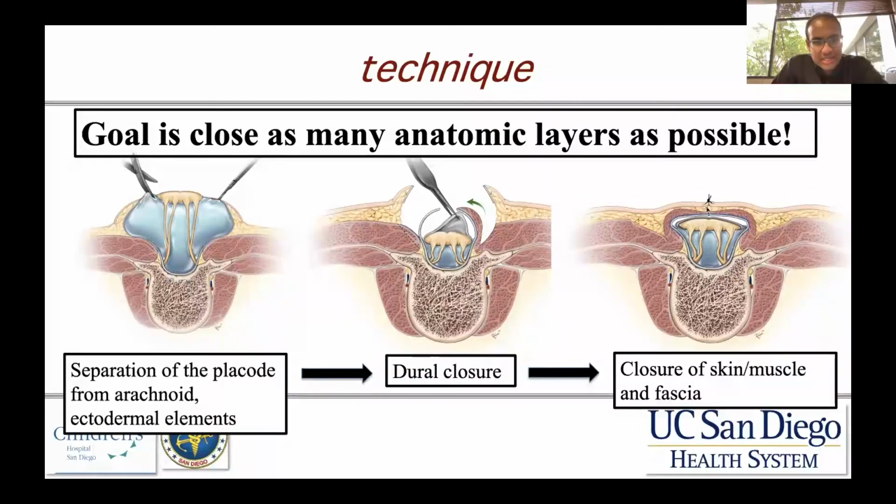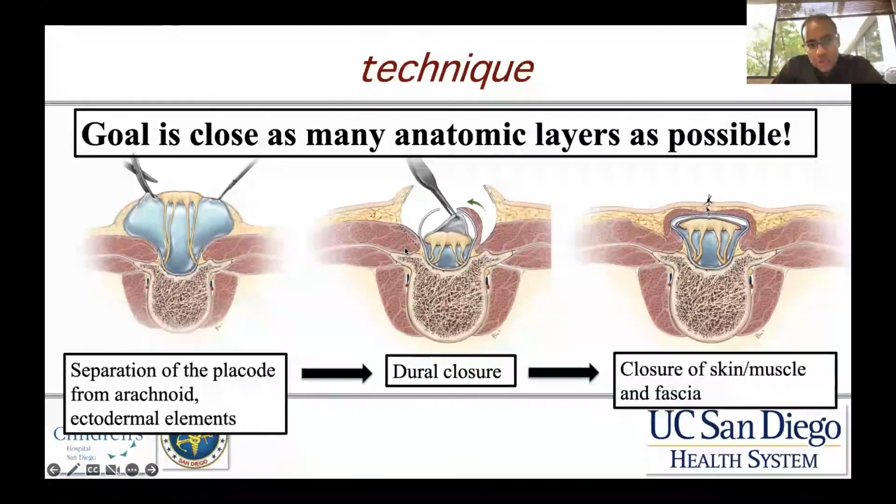Once you're able to release the placode, many people will actually reanimate the placode. And what I mean by that is actually turn this into a tube. And this is done by placing one or two simple monofilament, non-absorbable sutures to reanimate or recreate the neural tube.